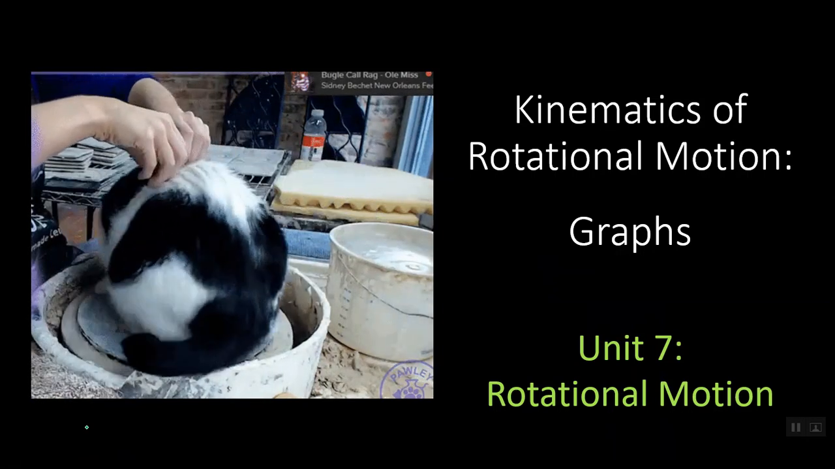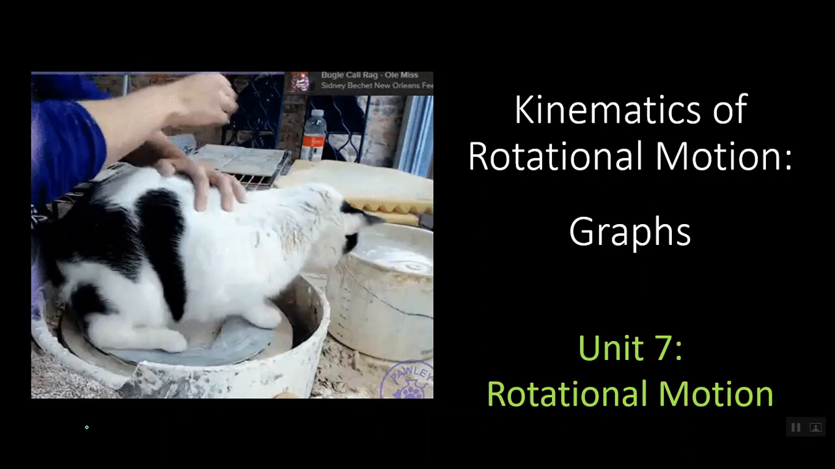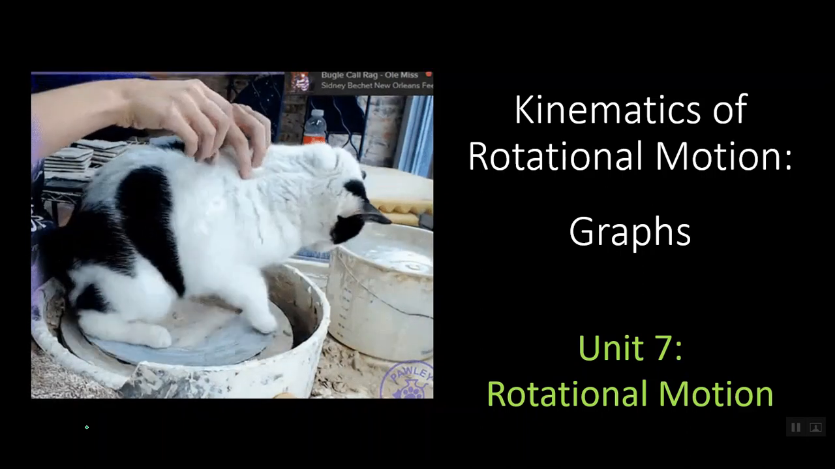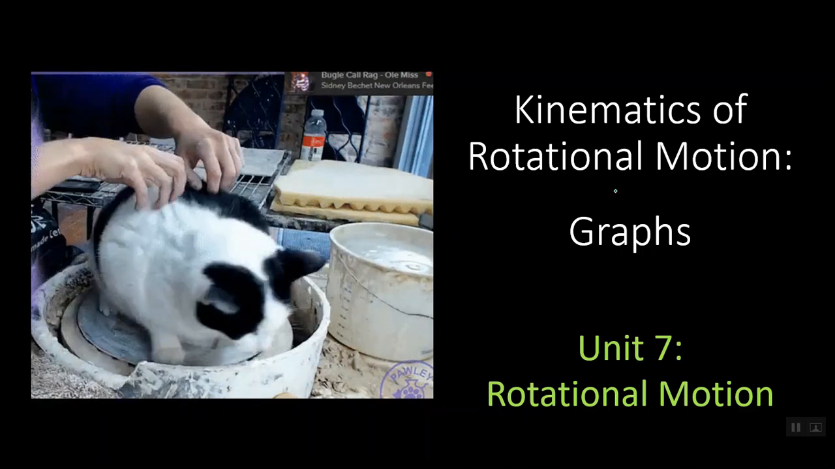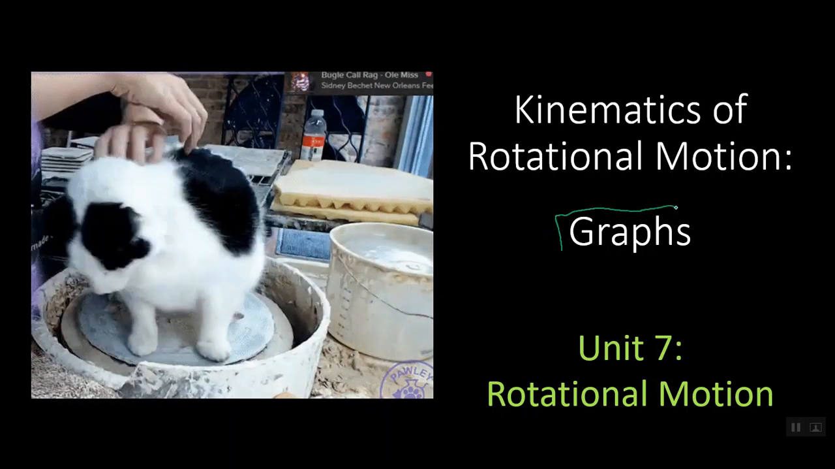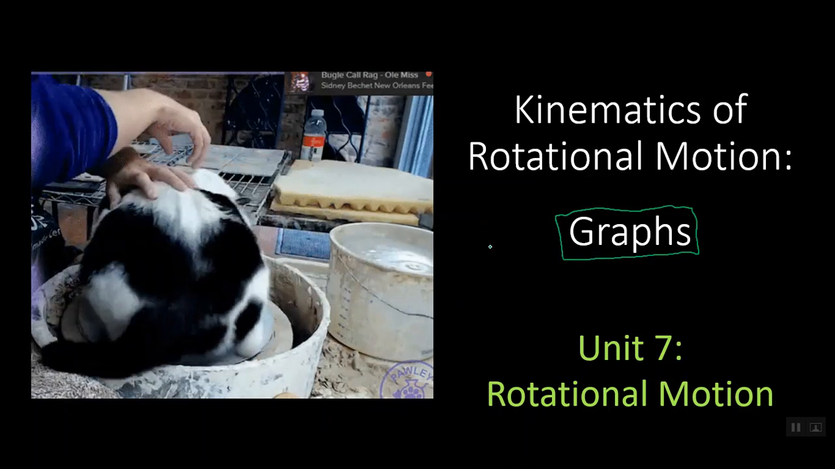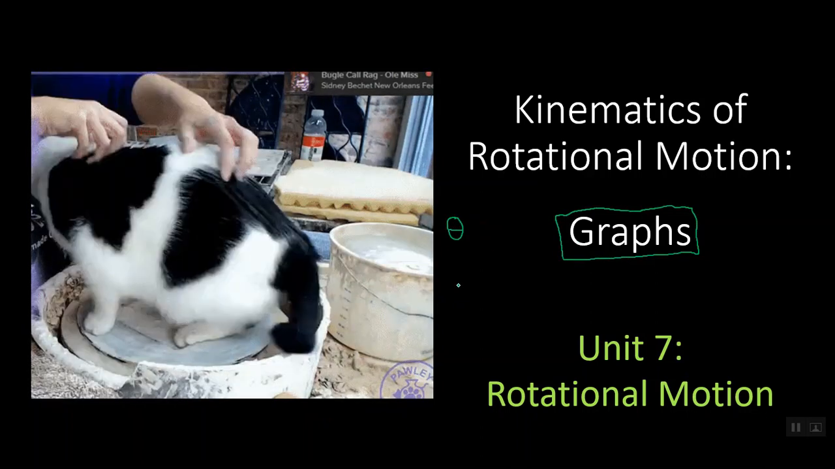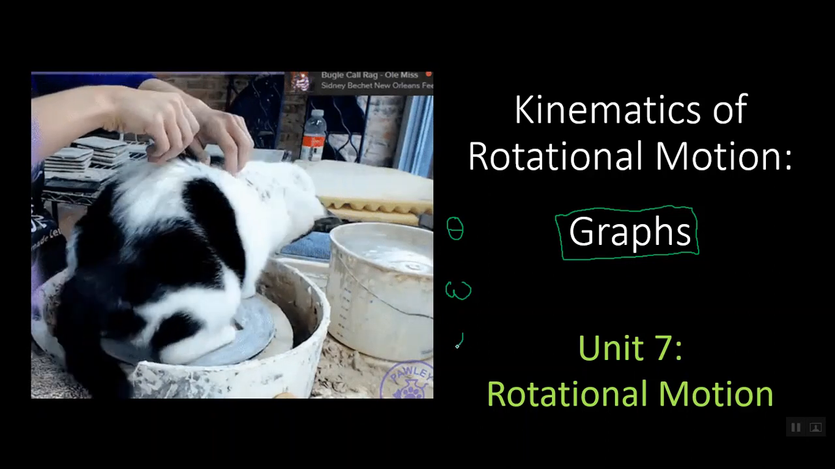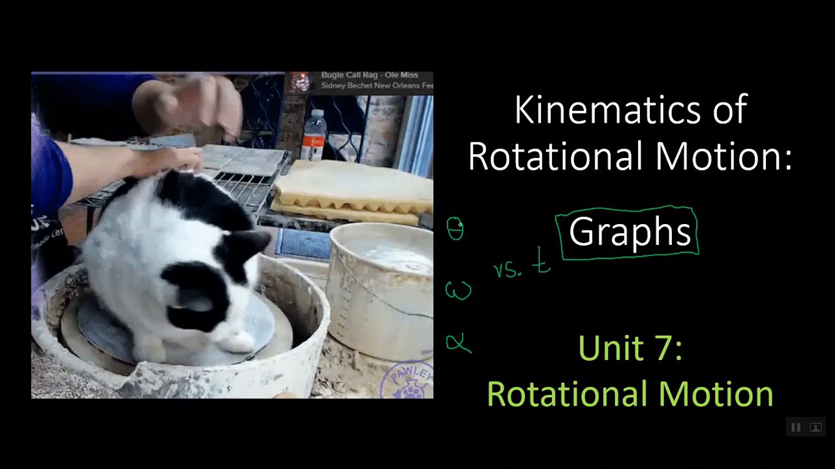Since we've already learned about all of our rotational kinematics quantities and the equations that we can use to analyze rotational kinematics, let's talk about our last model for analyzing the motion of rotating objects. And that's going to be looking at these quantities, angular displacement, angular velocity, and angular acceleration in a graphical model. So all of these quantities versus time.